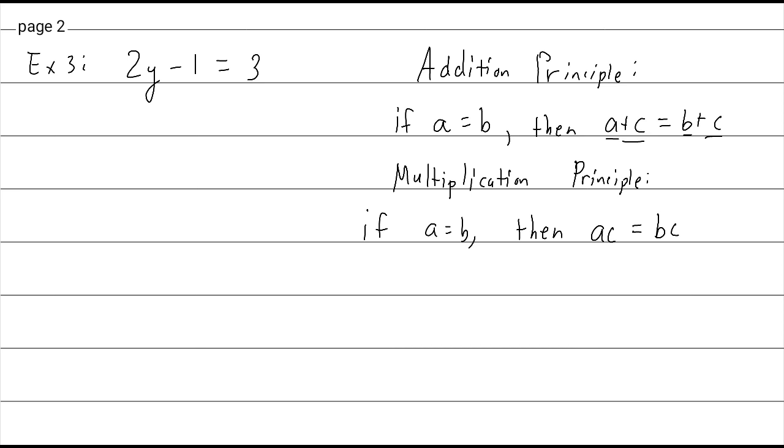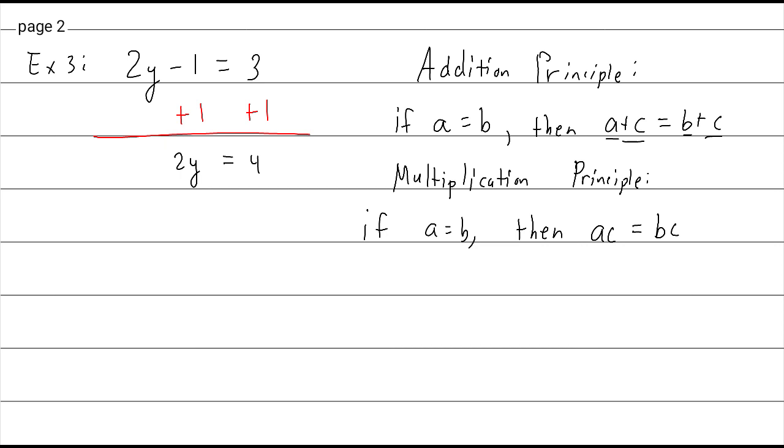If I'm trying to solve this equation here, I can use the addition principle to add 1 to both sides, knowing that the result is still going to be a true equation. And the equation will look like this, right? The -1 plus 1 cancels, the 3 plus 1 turns into a 4. Okay, that's the addition principle.